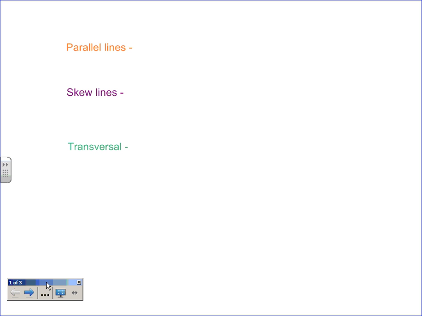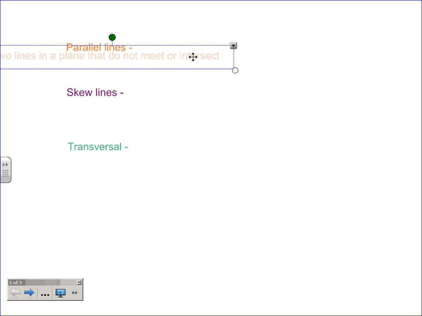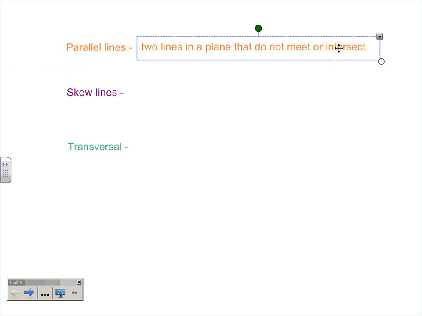Okay, lines that never intersect. We're going to get a little bit more specific than that. Yes? You could put it that way, lines that have the exact same slope. There it is. Sometimes the smartboard does save things a little weird, so it ends up somewhere else.